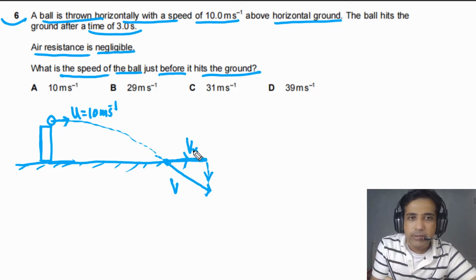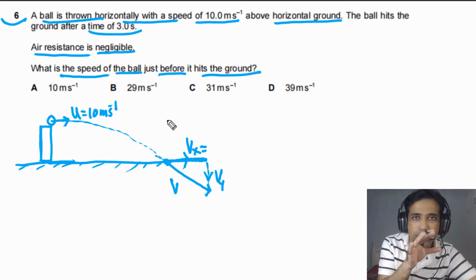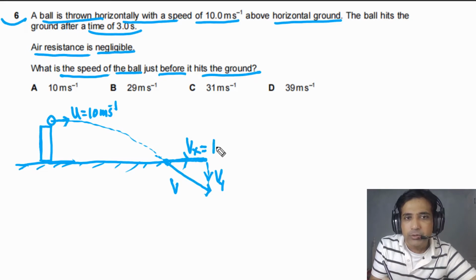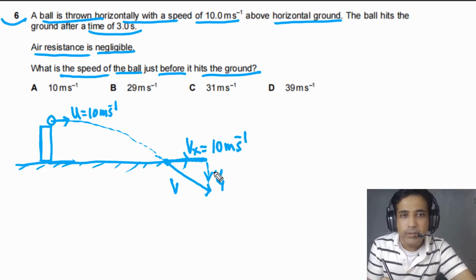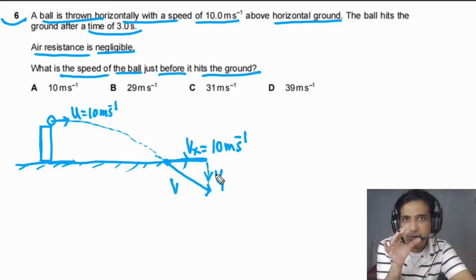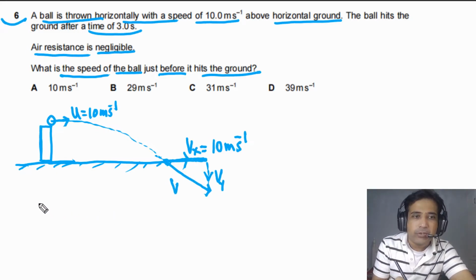In this case Vx is equal to the initial horizontal speed because there is no air resistance. It means there is no force acting along the horizontal, so the horizontal speed will not change. So the horizontal component of velocity is equal to 10 meters per second. Now we simply need to find the vertical component. If we can find the vertical component of velocity, we can calculate the value of speed. In this case speed will be equal to the square root of Vx squared plus Vy squared.